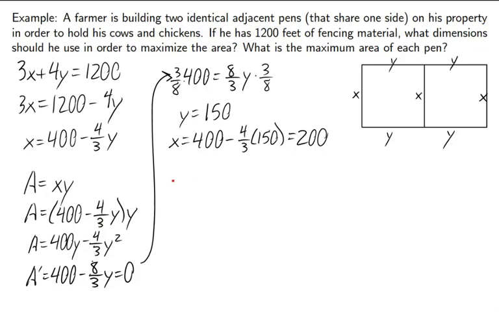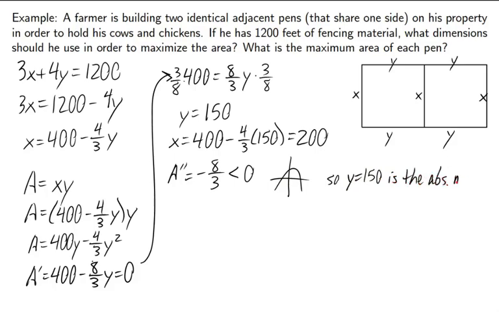I'm going to calculate the second derivative. Second derivative is the derivative of this, so I just get negative 8/3. Negative 8/3 is less than 0 everywhere. So by the second derivative test, we have that this thing is concave down everywhere. That's all we need. Everywhere where it's concave down, by the second derivative test, it is a maximum. And based on the rest of the graph, we can see this is the absolute maximum. So y equals 150 is the absolute maximum.